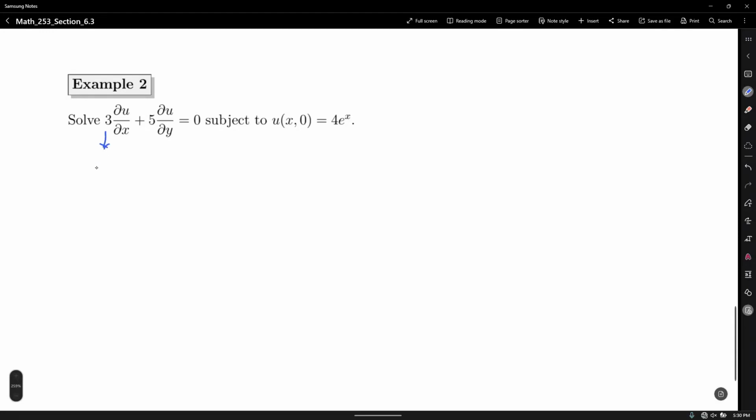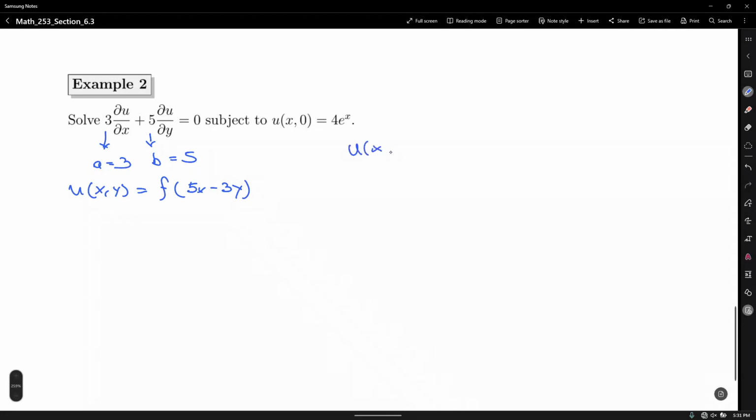So again, here just identify A equals 3 and B equals 5. That means the solution u of x, y equals some function of 5x minus 3y, because B is the coefficient of x and A is the coefficient of y. All right? Okay, and yes, that's the solution to the equation. That's the general solution only, right? The general solution only.